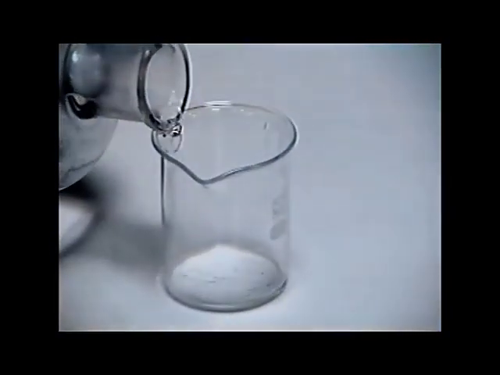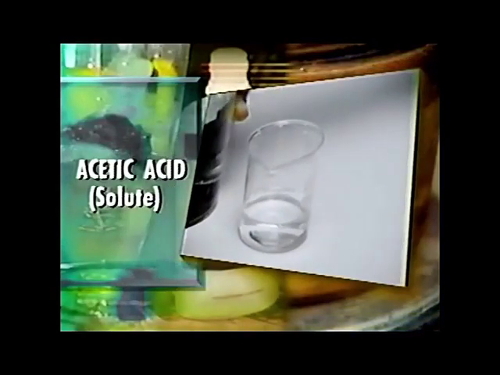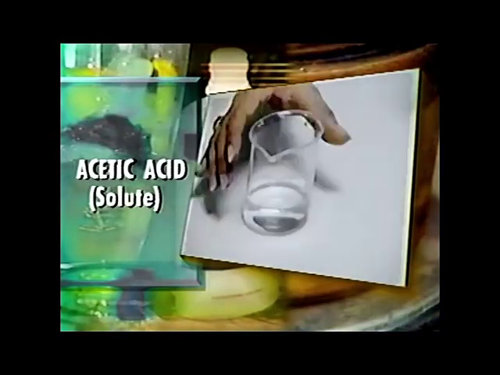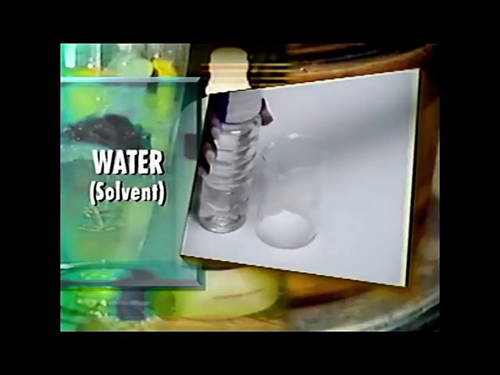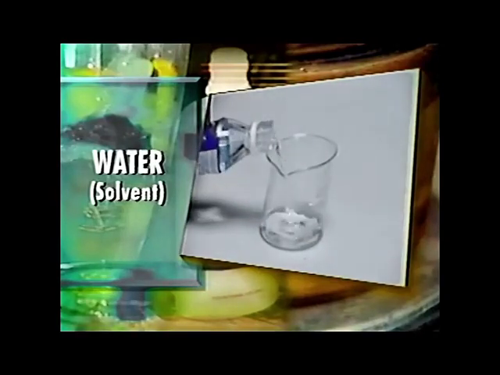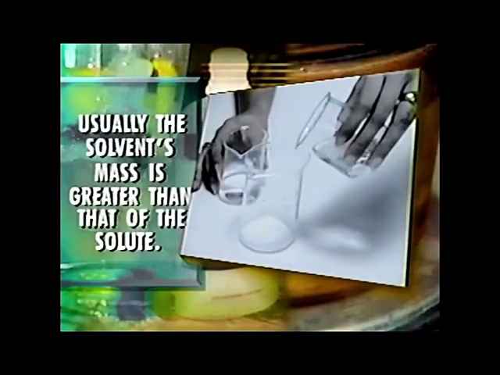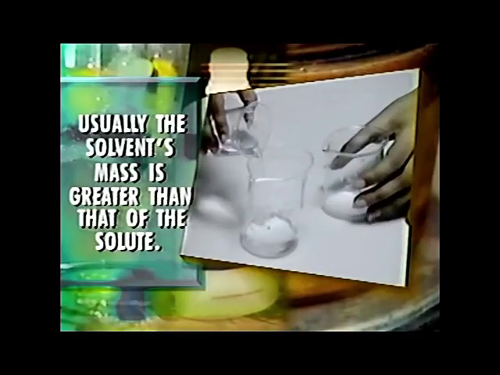The part of the solution that is dissolved is called the solute. In the case of the vinegar solution, acetic acid is a solute. The dissolving medium is called solvent. In the vinegar solution, water is a solvent. Usually, the mass of the solvent is much greater than that of the solute.